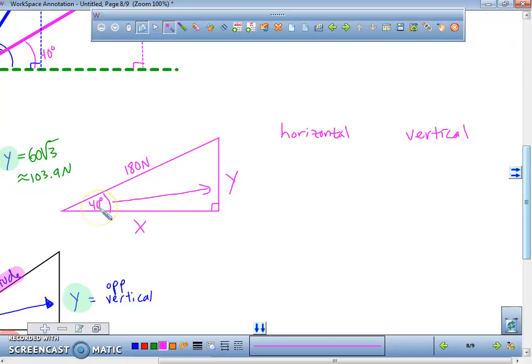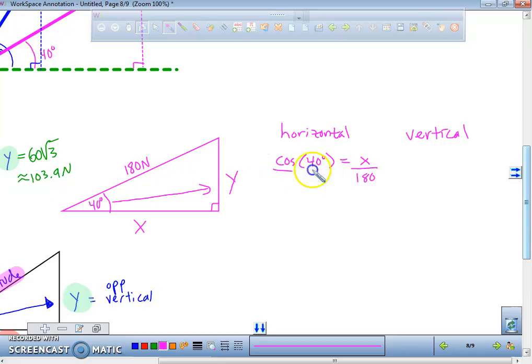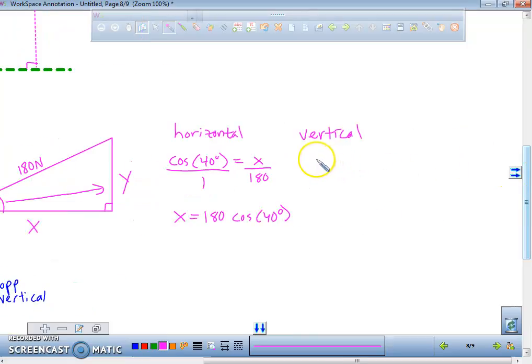Our angle is now what? 40 degrees. So the horizontal is what? The cosine of 40 degrees equals x over 180. So what will x equal? 180 times the cosine of 40 degrees. How do I set up the vertical? Sine of 40. Y over 180. Cross multiply, what do you get?